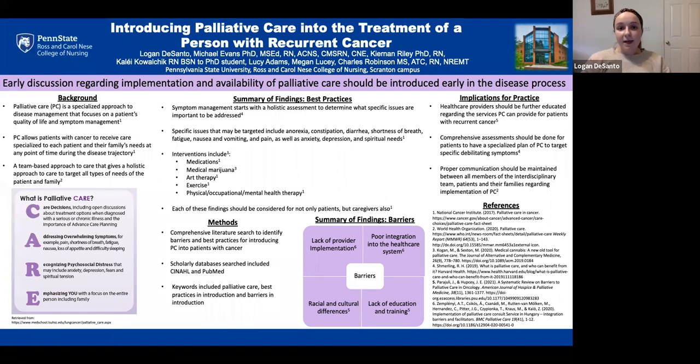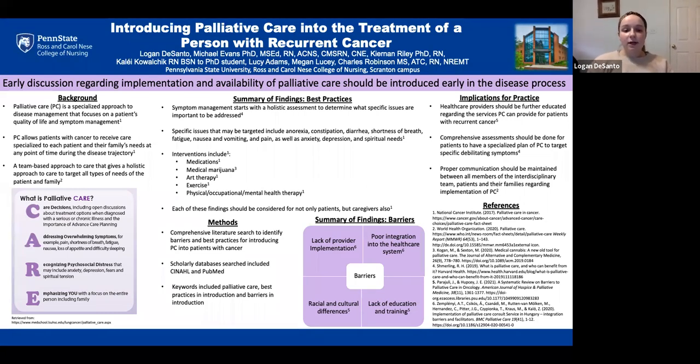Palliative care allows patients with cancer to receive care that is specialized to each patient and their family's needs at any point during the disease trajectory, especially considering patients with cancer can have such significant treatments that can have some debilitating symptoms. It is a team-based approach to care that gives a holistic care that targets all types of needs for the patient and family. So palliative care, of course, includes care decisions, addressing overwhelming symptoms, recognizing psychosocial distress, and emphasizing the patient.